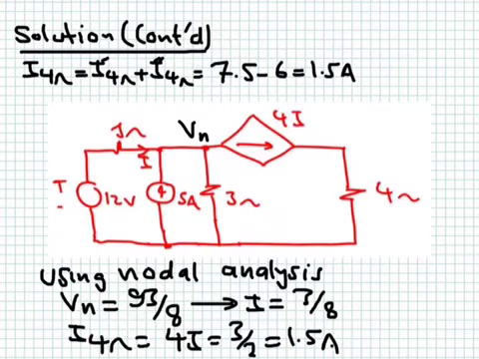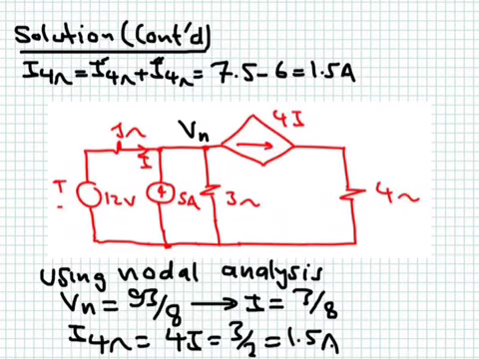So the total current flowing in the 4 ohm resistor, we have two currents. One of them is 7.5 flowing this way, and minus 6 flowing this way. If you sum them, you get that the net current is 1.5 ampere flowing in this way, in the clockwise direction.